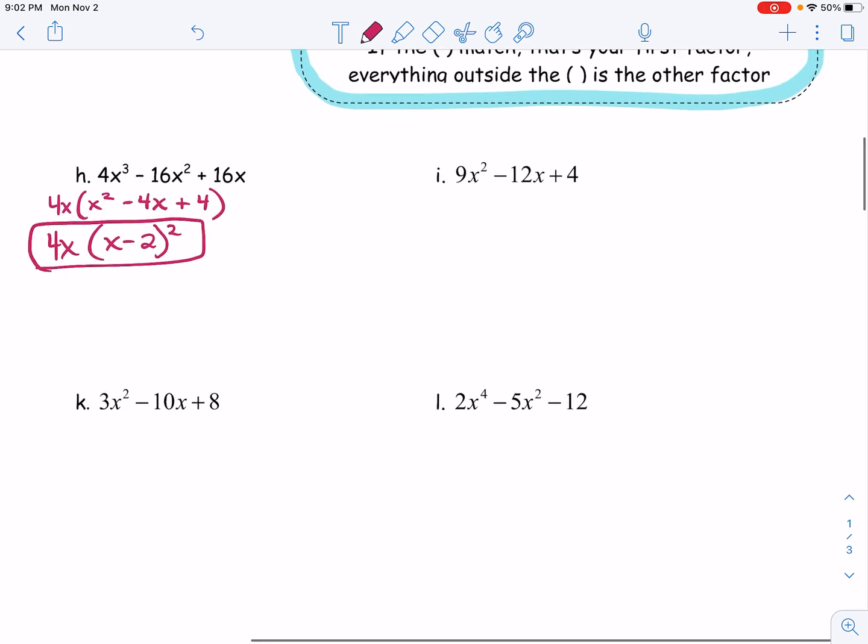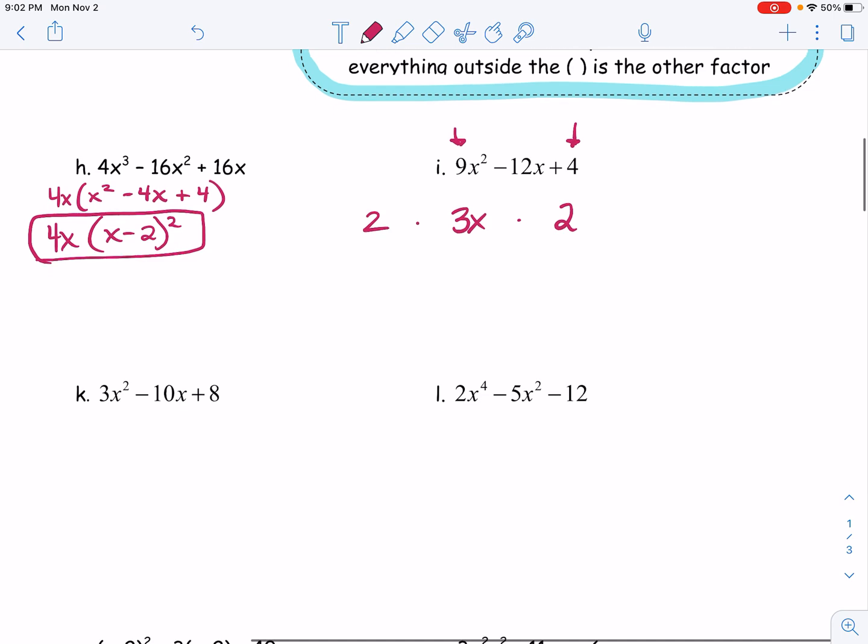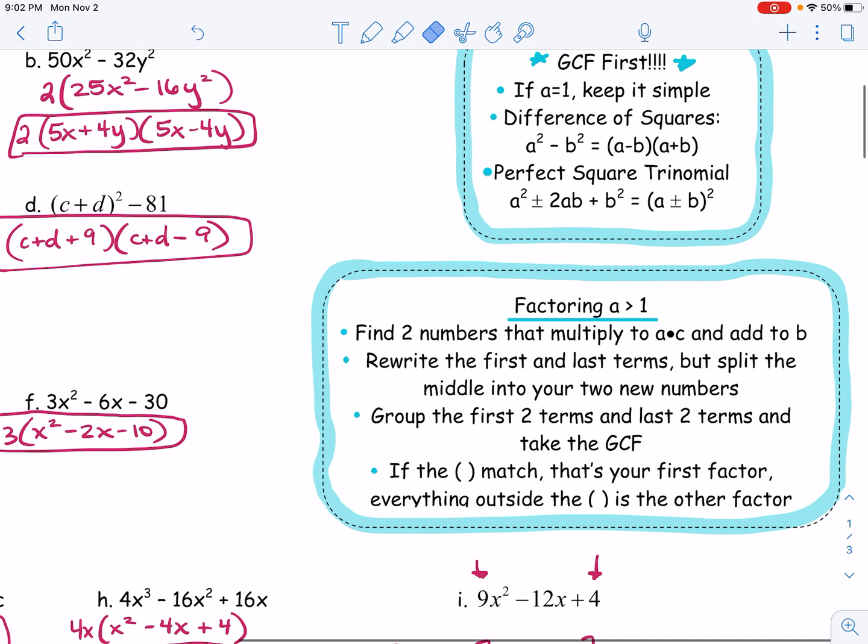Let's try it again. When I look at 9x squared minus 12x plus 4, there is no GCF, but 9x squared is a perfect square and 4 is a perfect square. The root of 9x squared is 3x. The root of 4 is 2. And so does 3x times 2 times 2 give me a 12x? And yes, it does.